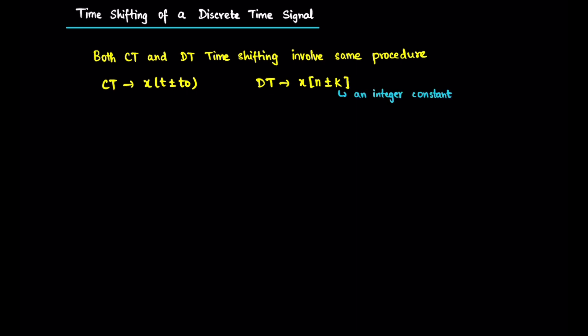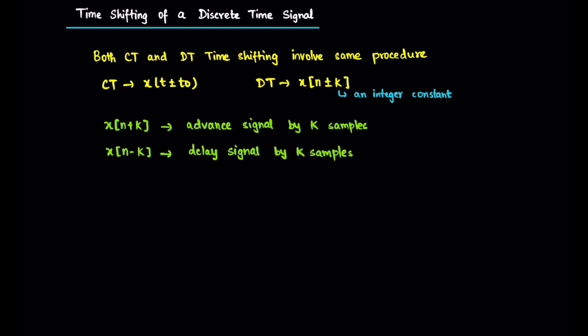If we have x of n plus k, we are advancing the discrete time signal by k samples. Similarly, if we have x of n minus k, we are delaying the signal by k samples. Just like CT signals, advancing DT signal is shifting it to the left, and delaying is shift to right. Let's look at an example to understand discrete time signal more clearly.